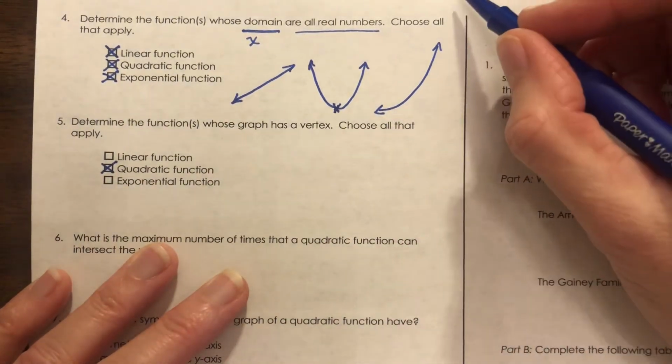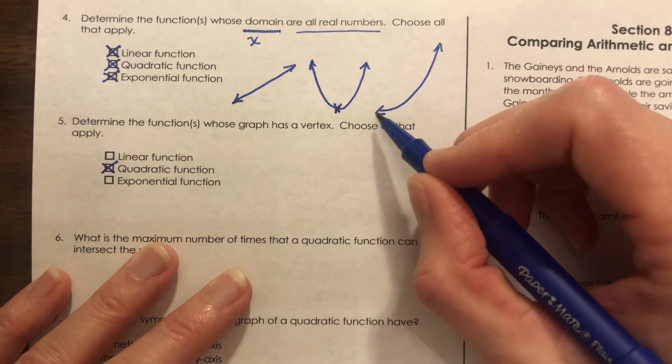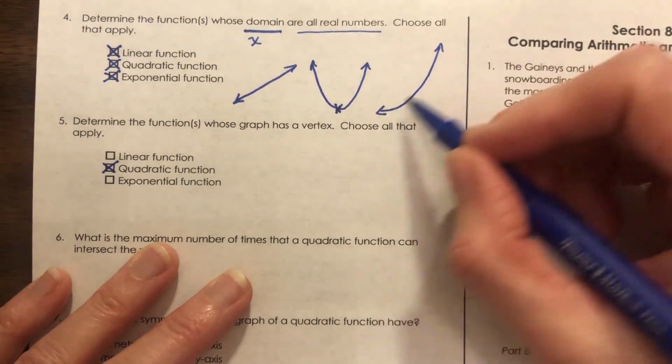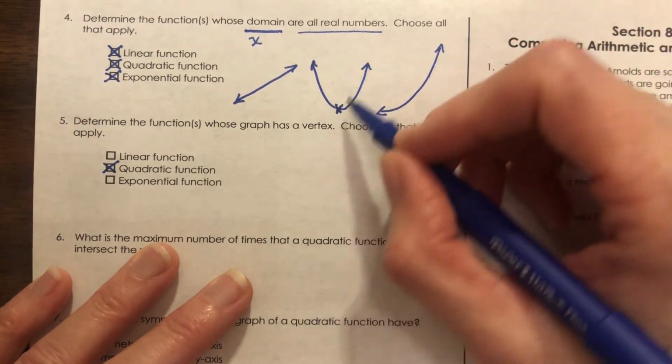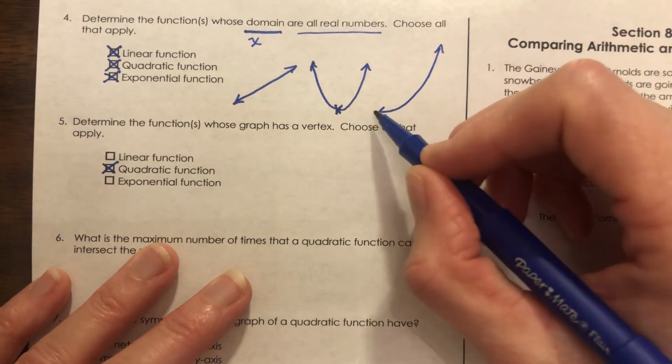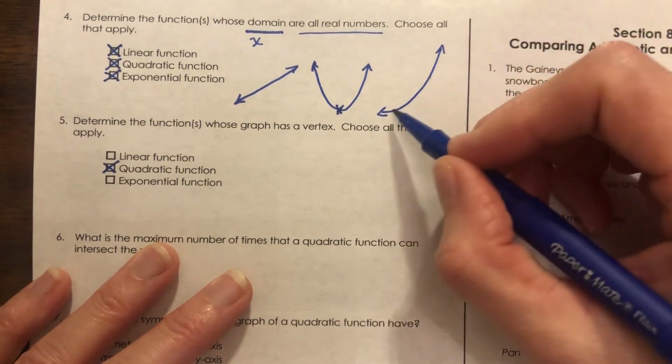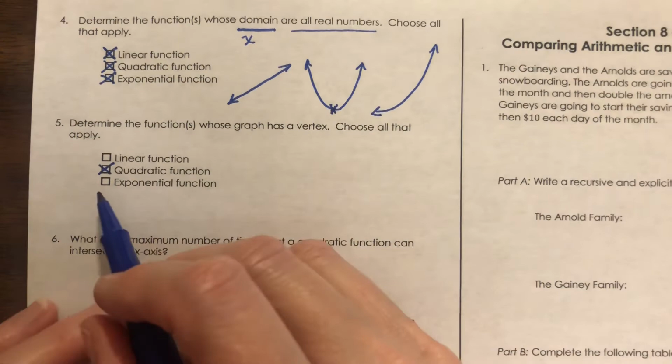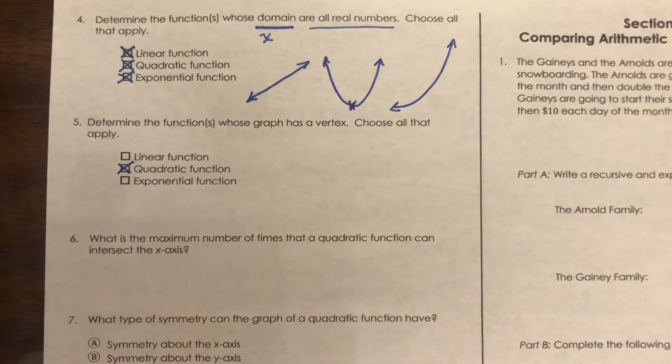Does the exponential function? No, it's moving upwards at a different rate. It looks like almost a half of a quadratic. It's not, but it's definitely not changing directions. It's not turning and going back up again. So that one's not going to be either. So we have just one answer there.